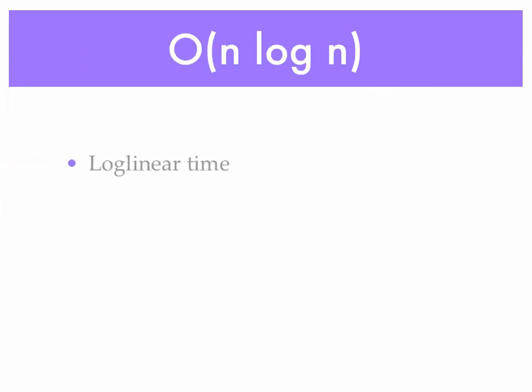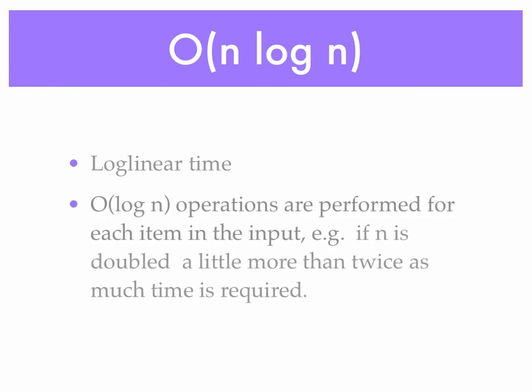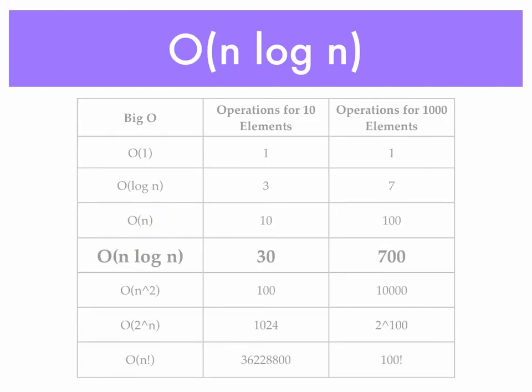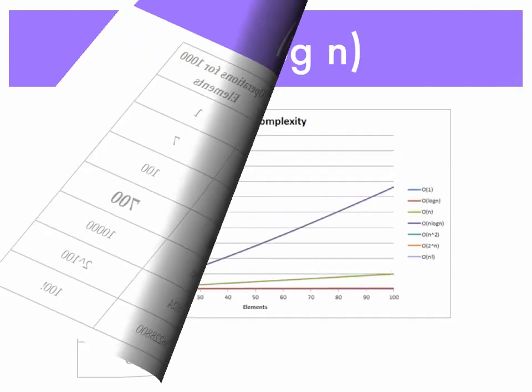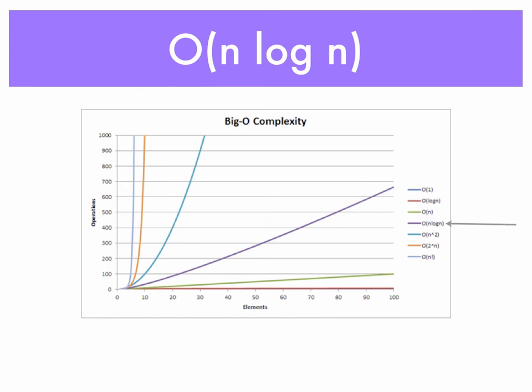So we move on to O(n log n). This is log linear time. And what happens here is I do O(log n) operations for each item in the input. So if n is doubled, I take a little more than twice as much time. So with O(n log n), if I have 10 elements, 30 operations; 1,000 elements, 7,000. And if I look on the chart, that's my purple line, and you see it right here. So there's a bit of increase.